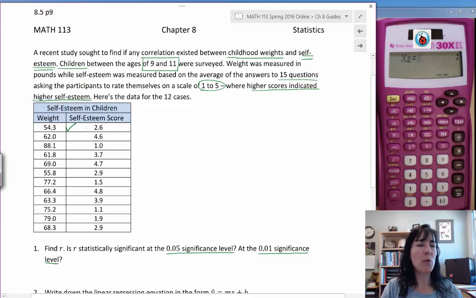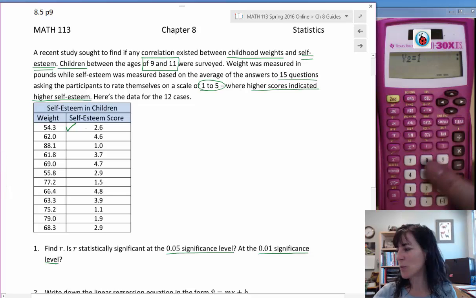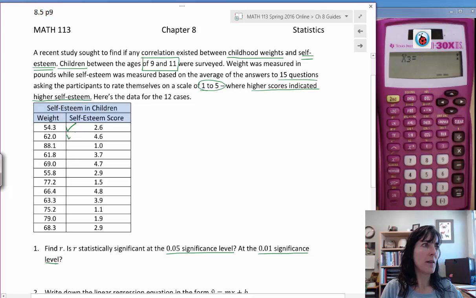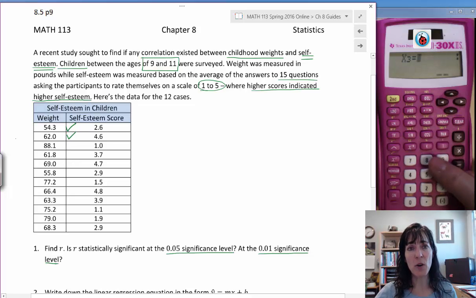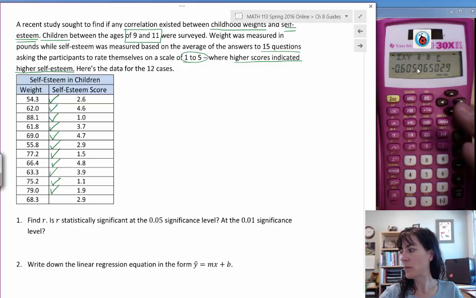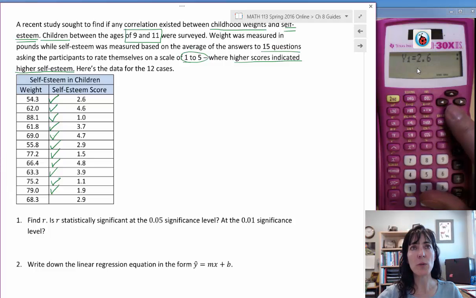Come to your table and mark that one off. 62 for the X, I don't have to put the 0.0, and 4.6 for the Y. Mark it off and continue on until all your data is entered. After I put all of these values in and I double checked that my N was the correct size, I sort of went through and looked at all my numbers to make sure that they looked correct.